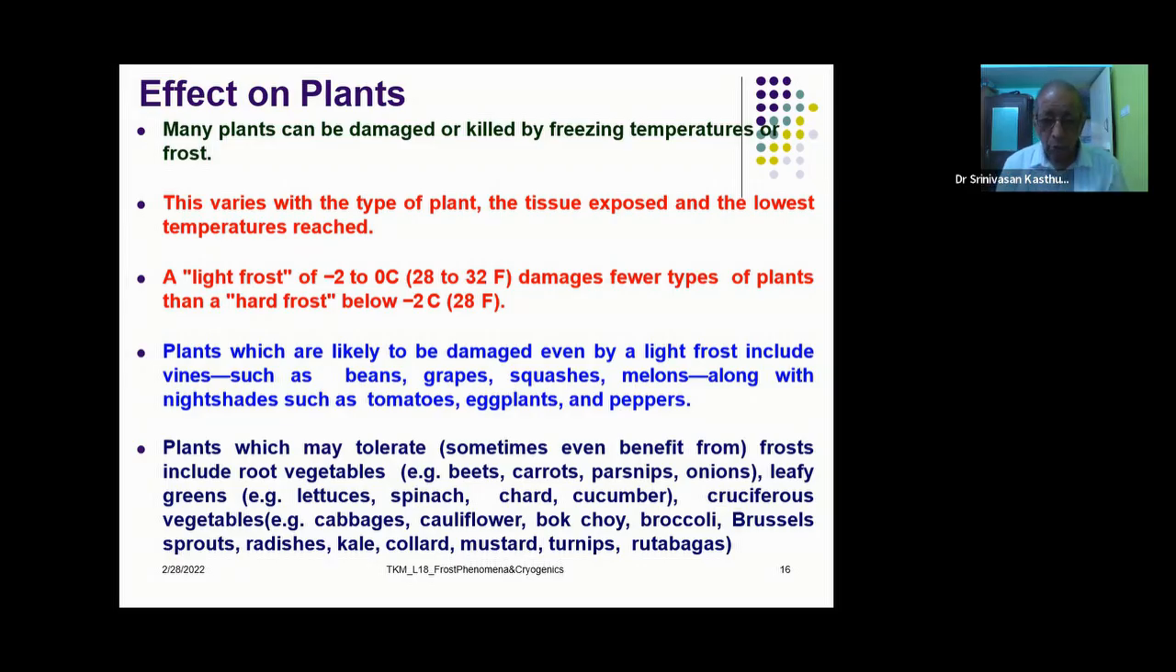tolerate this cooling. And then cruciferous vegetables such as cabbages, cauliflower, bok choy, broccoli, Brussels sprouts, radishes, kale, gourd, mustard, turnips, rutabagas, etc. Okay, some of the names I'm also not very much familiar with, but these are the different types of plants which may be able to tolerate the damages.